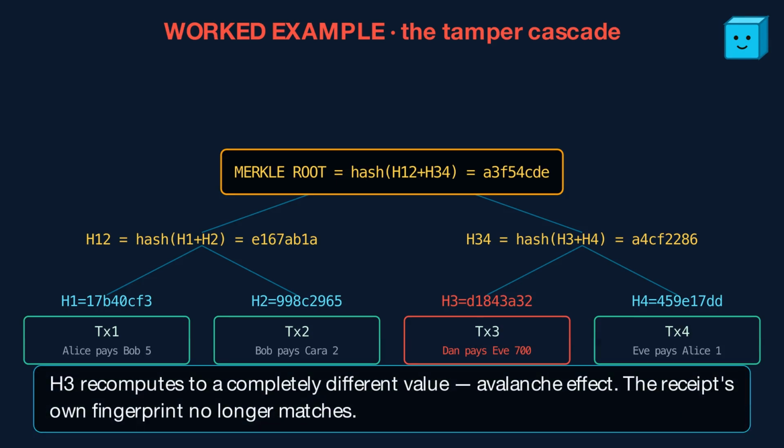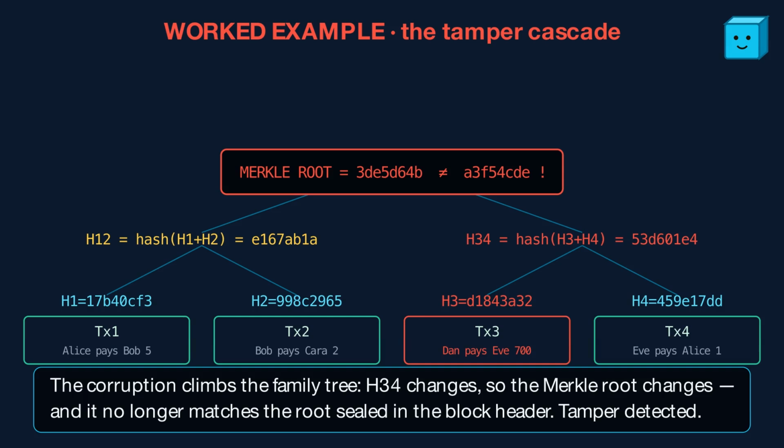H3 recomputes to a completely different value. Avalanche effect. The receipt's own fingerprint no longer matches. The corruption climbs the family tree. H34 changes. So the Merkle root changes, and it no longer matches the root sealed in the block header. Tamper detected.